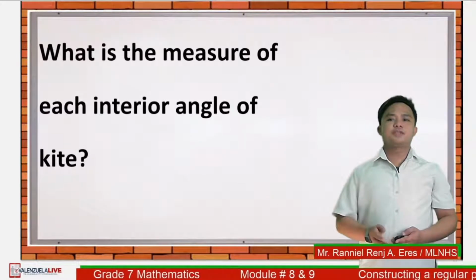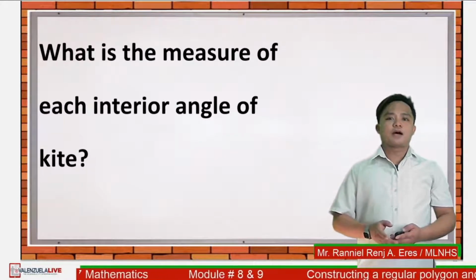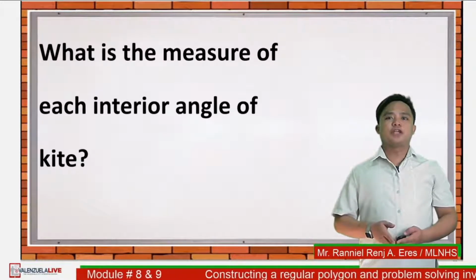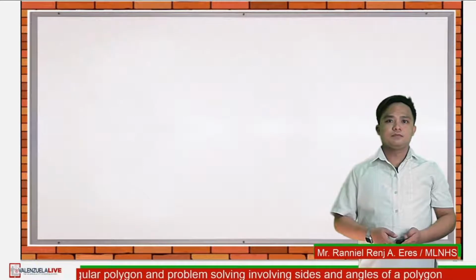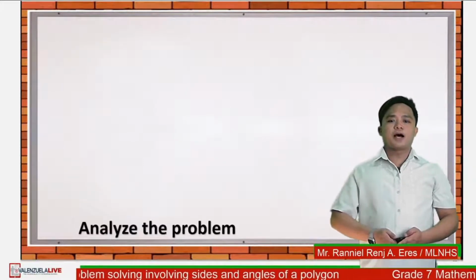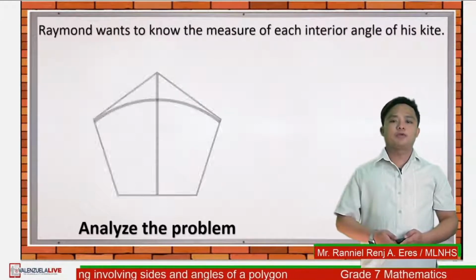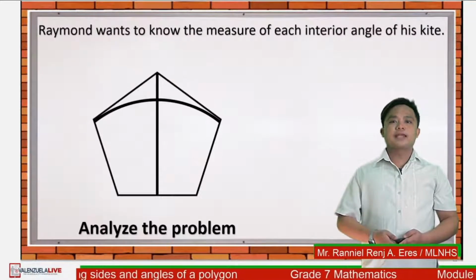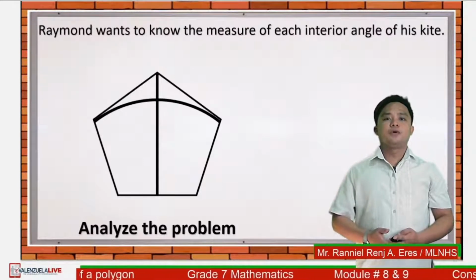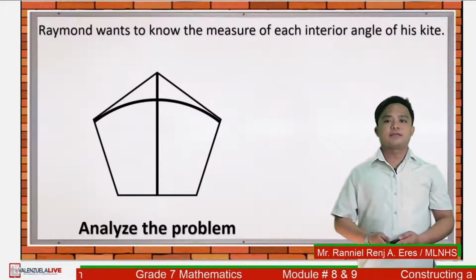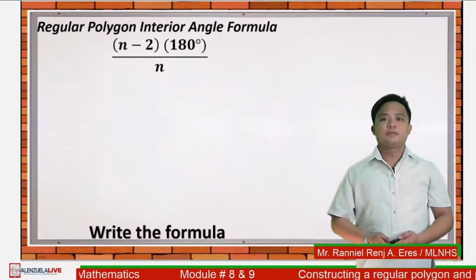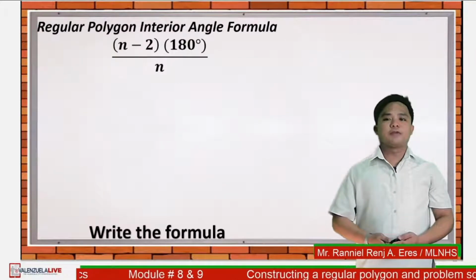Now let's answer this problem using the steps that we have, which is the awit. What is the measure of each interior angle of a kite? So this is the pattern of Raymond's kite. To be able to help Raymond, we should analyze the problem. Again, Raymond wants to know the measure of each interior angle of his kite. So let us use this formula. Regular polygon interior angle formula.